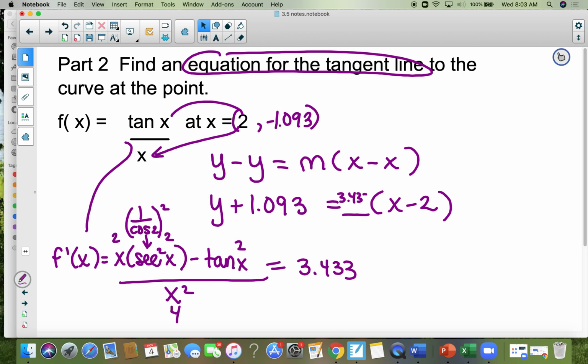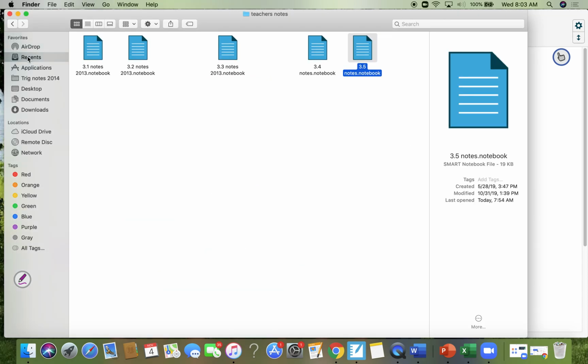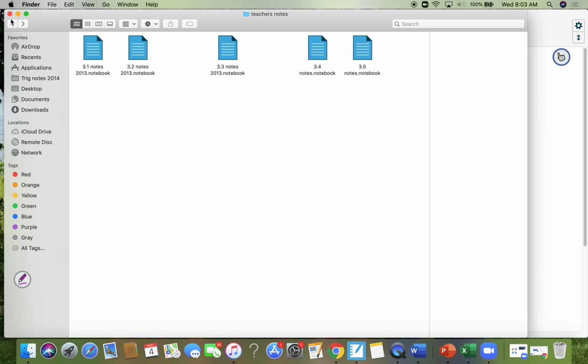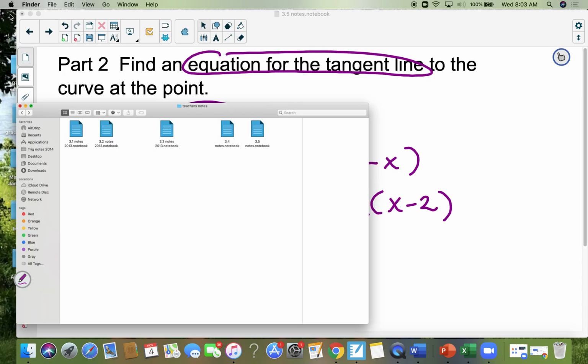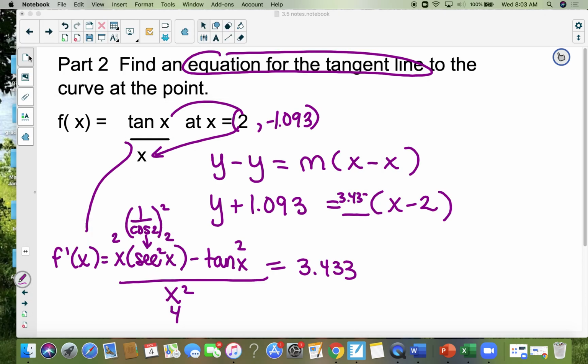As you can see, I'm having problems connecting today, so just keep going with the notes. I'll be there in a second. Okay, next page.